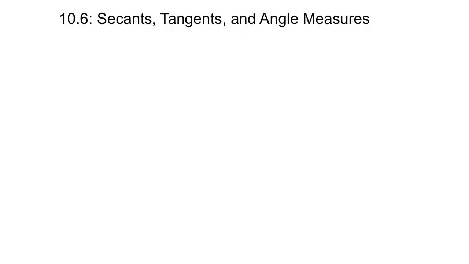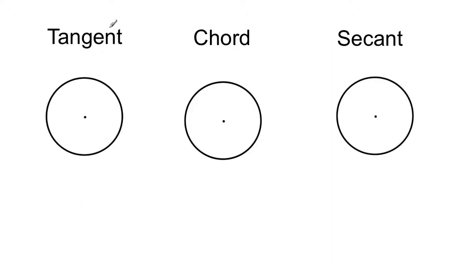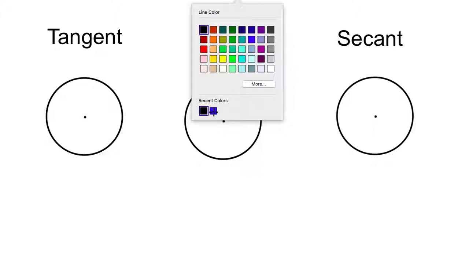Okay, so we're going to finish talking about circles by looking at secants, tangents, and angle measures. We've previously looked at secants and tangents, secants and chords. What we want to do is introduce the concept of a secant.